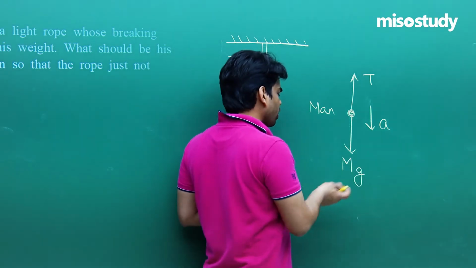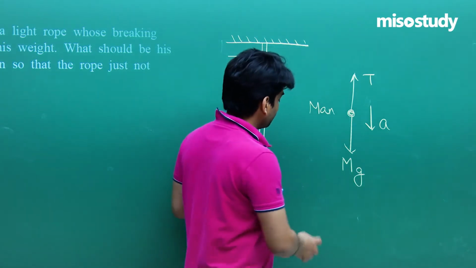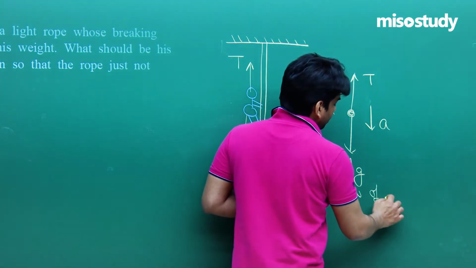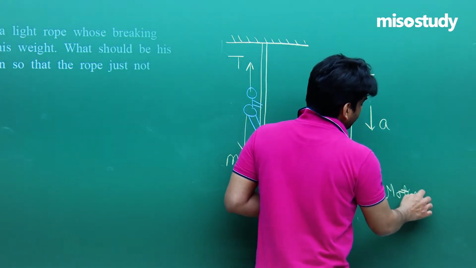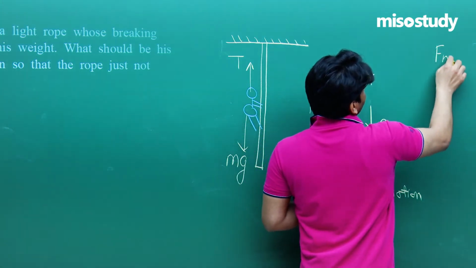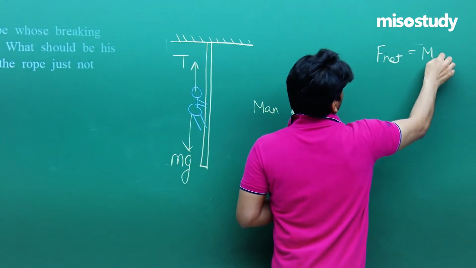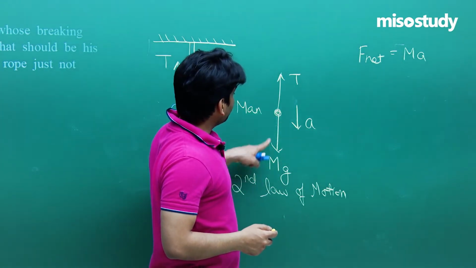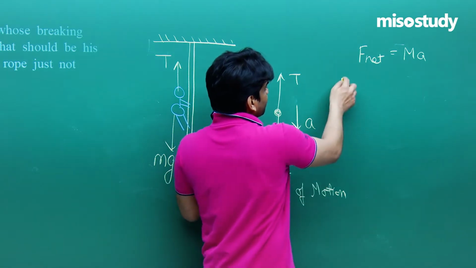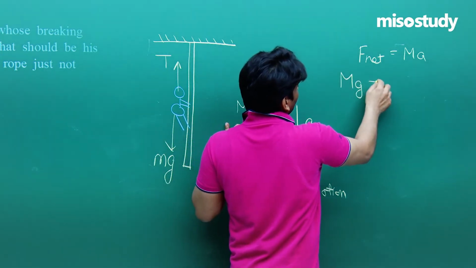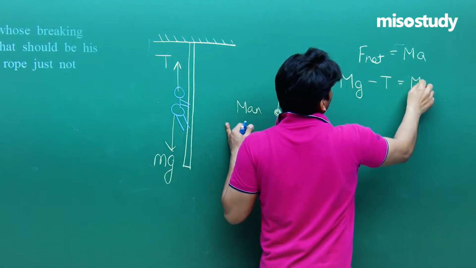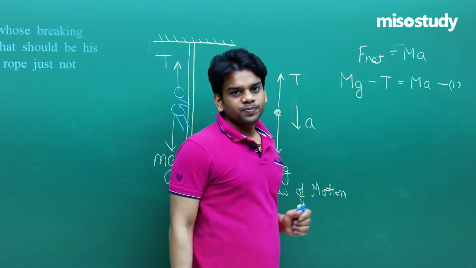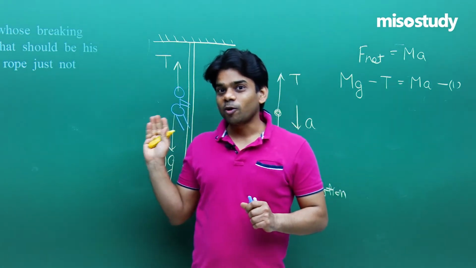So let us write the equation from Newton's second law of motion. We know that net force is equal to mass into acceleration. F net is equal to mass into acceleration. Now you see here, we can write mg minus T is equal to mass into acceleration, one equation we obtained. Now T we don't know. Let us try to see the question, how we can obtain the value of T.